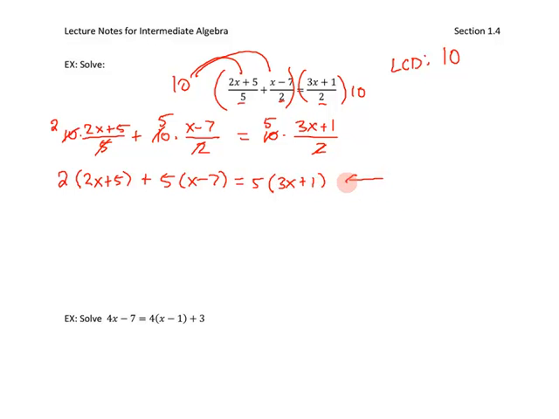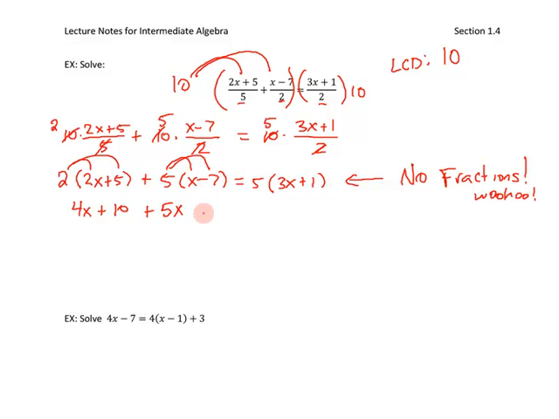Now here's the beauty. Look, no fractions. Woohoo. Now we can go through our steps one by one. So I begin by simplifying each side. That means I'm going to need to multiply out the left-hand side. 2 times (2x plus 5) gives me 4x plus 10. 5 times (x minus 7) is going to give me 5x minus 35. On the right-hand side, 5 times 3x is 15x, and 5 times plus 1 is plus 5. Still simplifying, that's still step 1. I can combine like terms on the left-hand side and have 9x minus 25, since 10 minus 35 is minus 25, equals 15x plus 5.